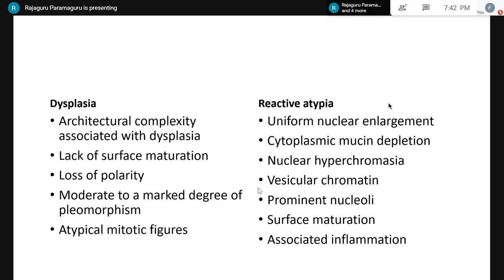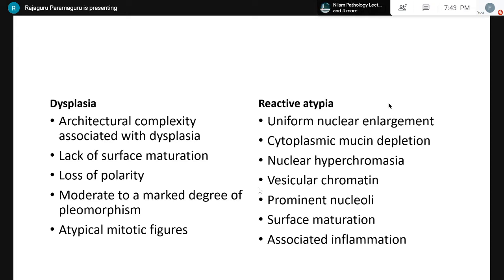And nuclear hyperchromasia might be seen. The chromatin might appear vesicular. Nucleoli might be prominent, but still, with the overall changes that we see, it will not be very difficult to differentiate a reactive atypia from a dysplasia.